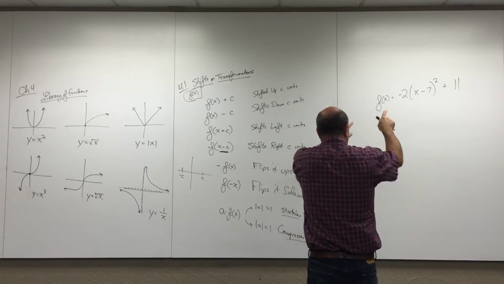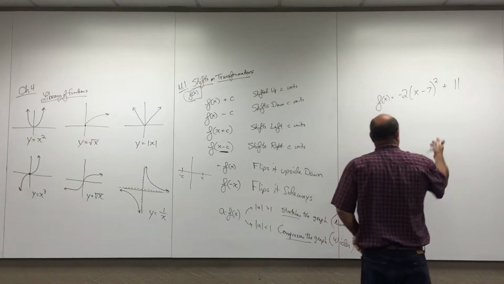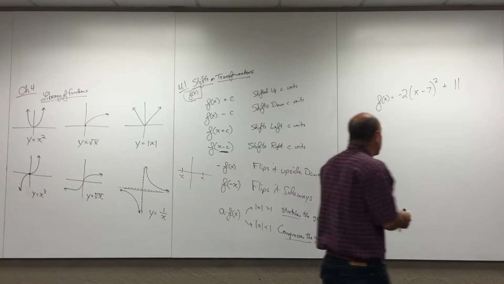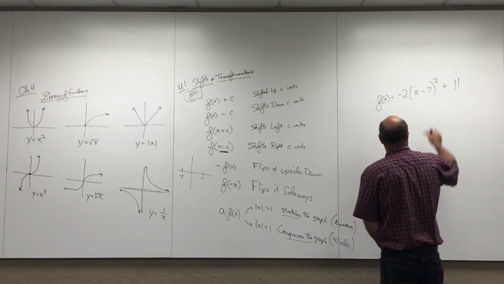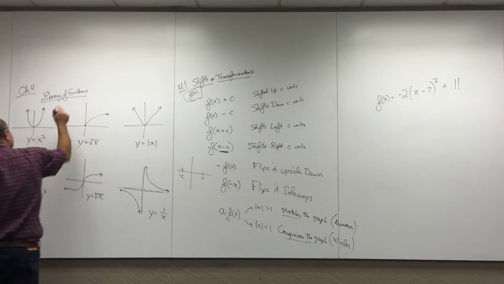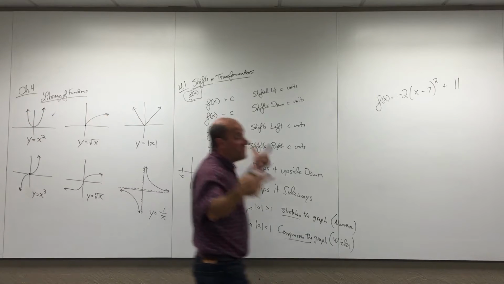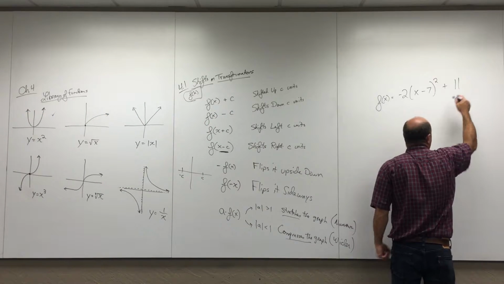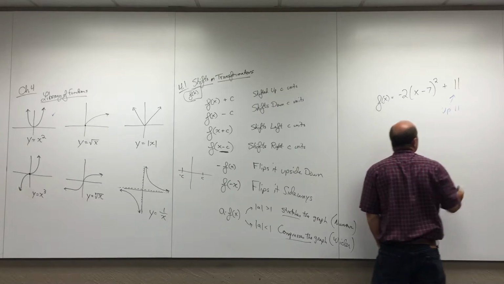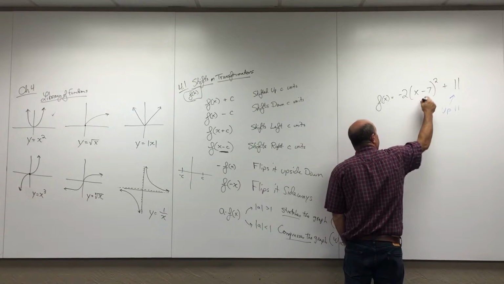Because now, when I look at this, I want to write, can we describe what's going on here? I mean, first of all, it's an x squared function. So first of all, it's this guy, okay? And how has he been shifted? What's the plus 11 doing? Shifting him up. Thank you, up 11. What's the negative 7 doing?